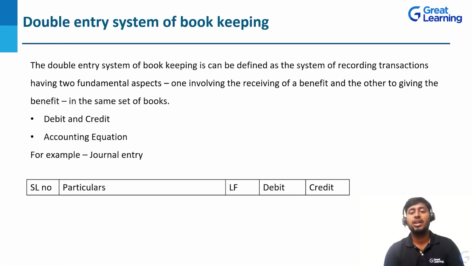As per the real account, debit what comes in, credit what goes out. So what is going out? Cash is going out of the business. So, to cash account. So plant and machinery account, debit side 10,000 and to cash account, credit side 10,000. So this is the example of double entry system of bookkeeping.